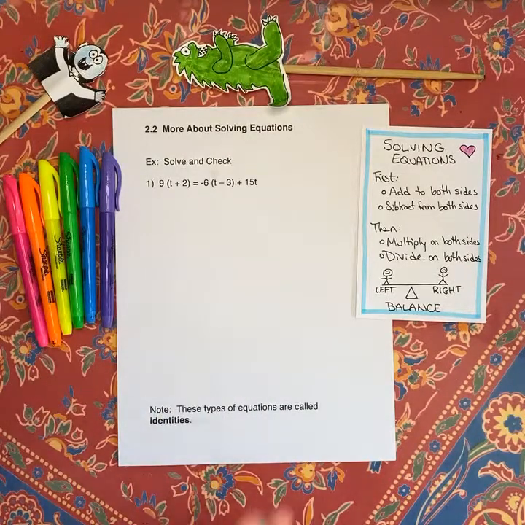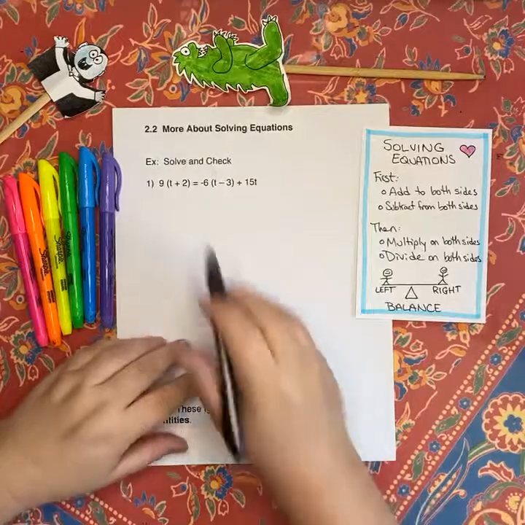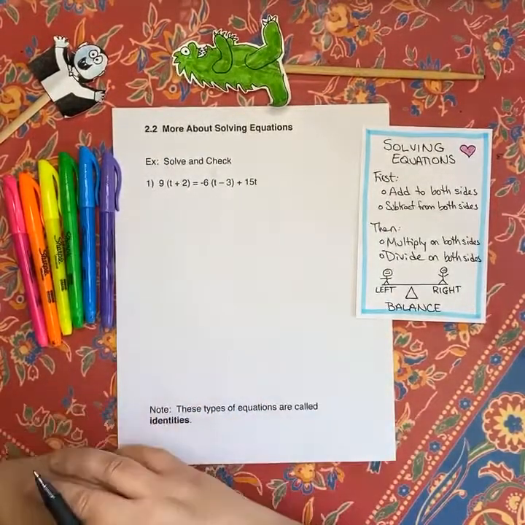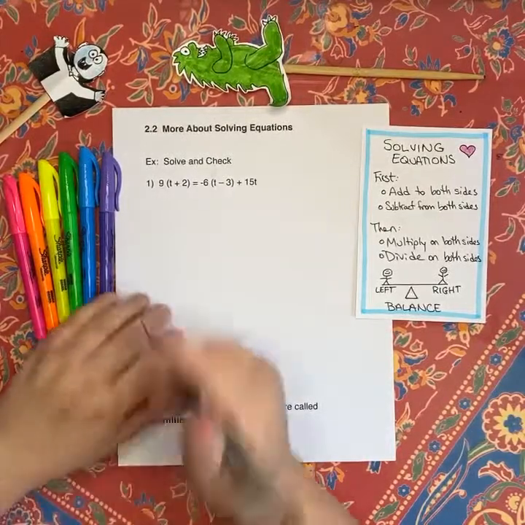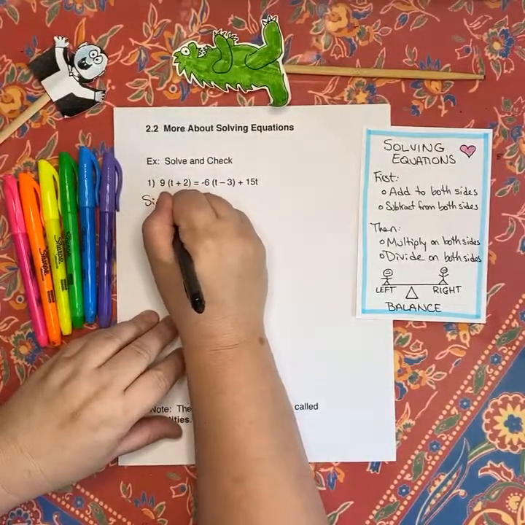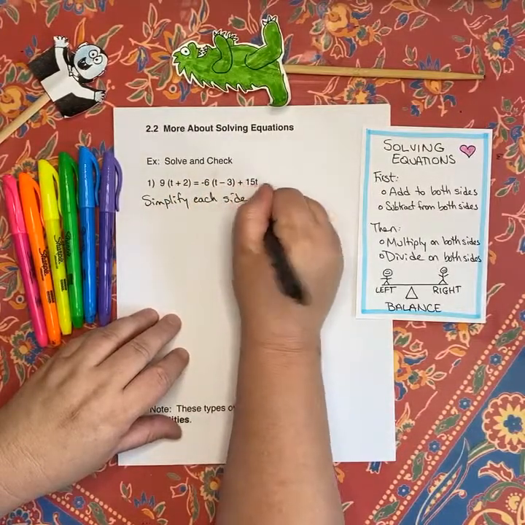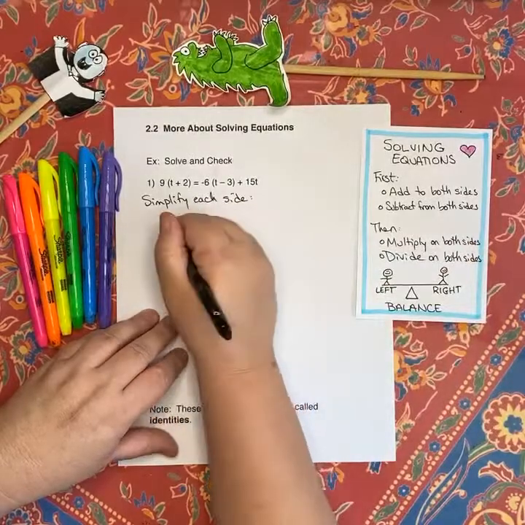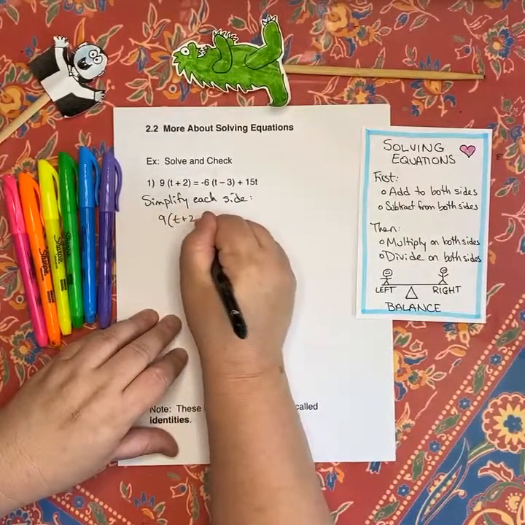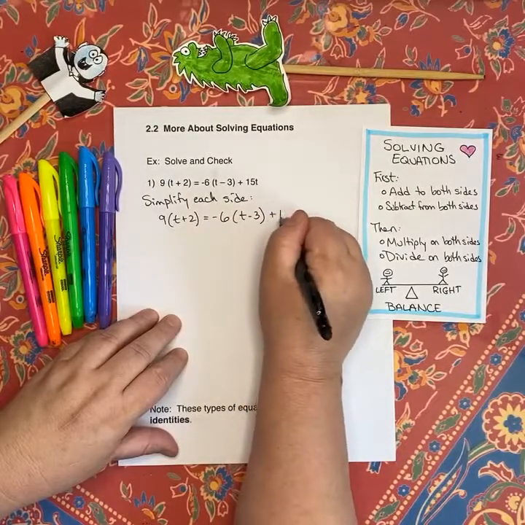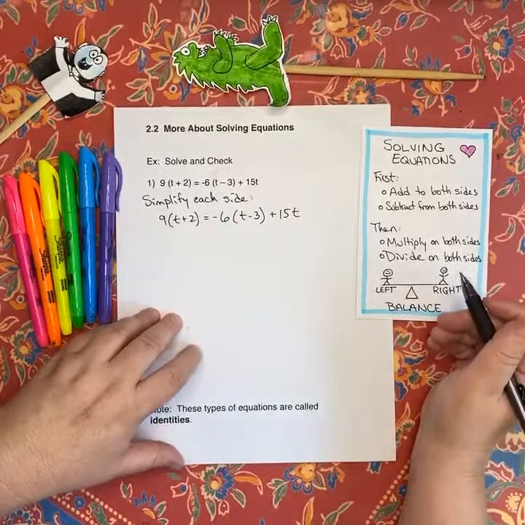Solve some equations. Okay, so first problem, solve and check. And it starts off, pardon me, in a very complex way. I'm going to have to simplify each side. So let's go ahead and do that. Simplify each side. So I've got 9 times the quantity t plus 2 equals -6 times the quantity t minus 3 plus 15t. Oh my goodness, lots of t's running around.